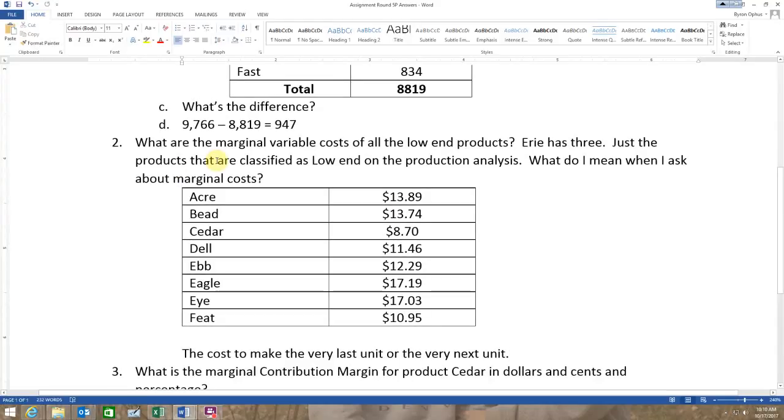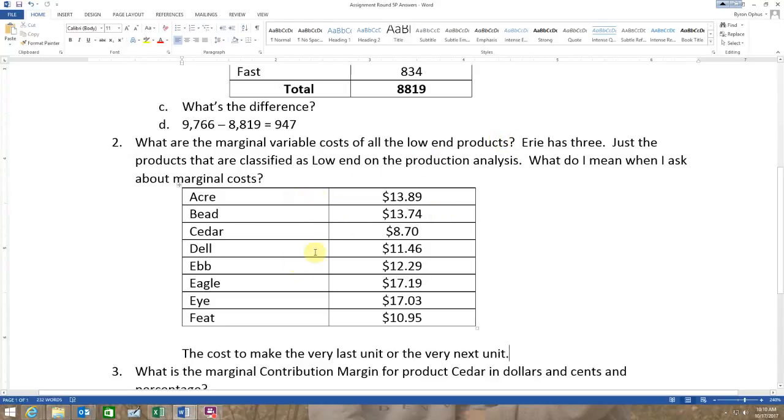Question 2, what are the marginal variable costs of all the low-end products? Erie has 3, just the products that are classified as low-end on the production analysis. Sometimes a traditional product might sell in the low end, for example. What do I mean when I ask about marginal costs?